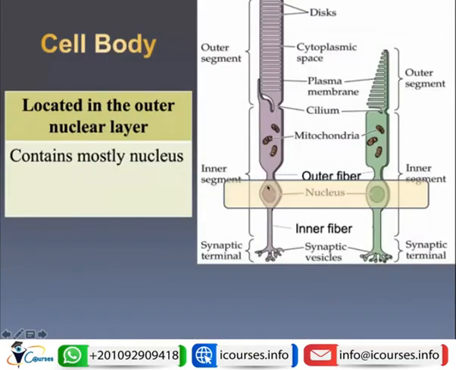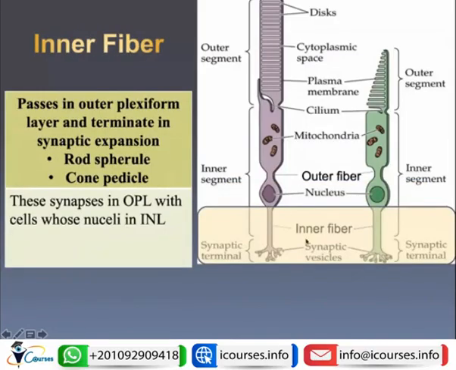Then we will come to the cell body. The cell bodies of the photoreceptors form a layer of the retina called the outer nuclear layer. This layer is formed by the nuclei of the photoreceptors, either the rods or cones. Then finally the inner fiber. So this is the outer fiber and this is the inner fiber. The inner fiber connects the nucleus to the terminal expansion of the photoreceptors.